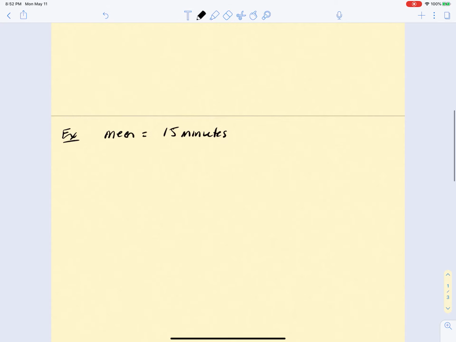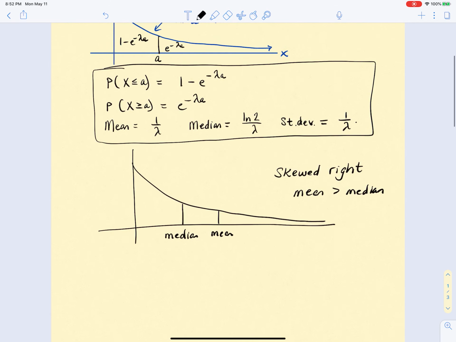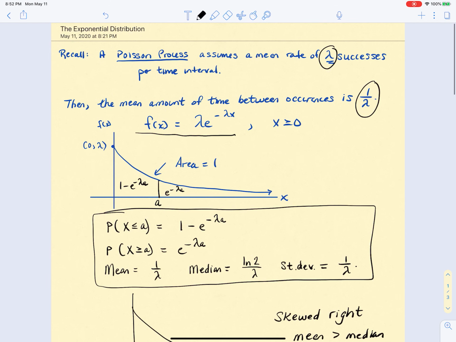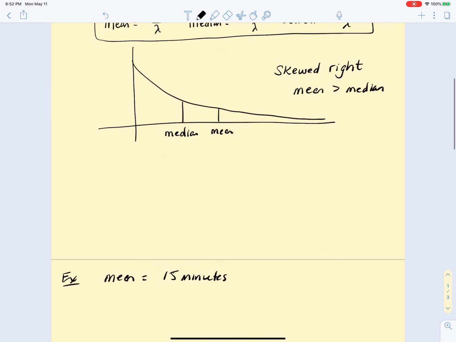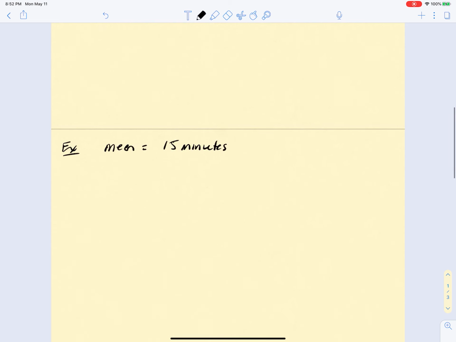And notice that the mean rate, lambda, and the expected time, 1 over lambda, are reciprocals. So this means that lambda is equal to 1 over 15. Okay, so let's say we want the probability that it takes between 10 and 20 minutes.